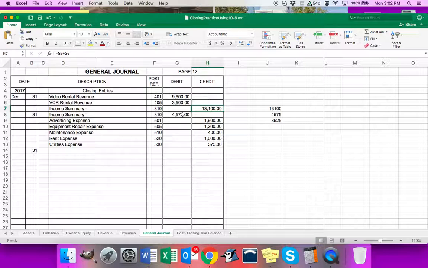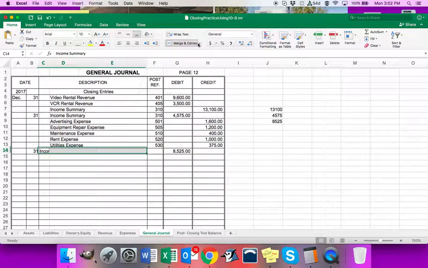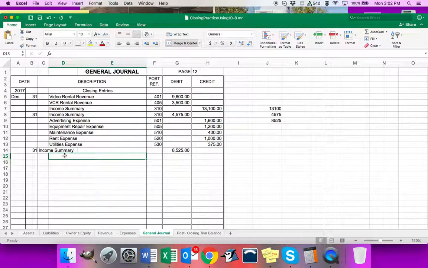Because again, here was your credit and here's your debit, and debits, when you do them in the same account, kind of wipe them out. So we need to make that income summary 0. Since it has a credit of 8,525, we're going to debit income summary for 8,525, and then we take that amount. This doesn't want to go over, so let's unmerge so it shows up. There we go. And then we're going to move it into capital.